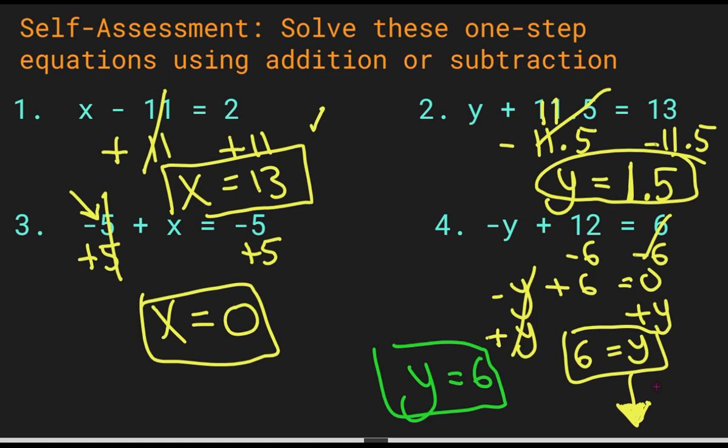Let's see if this works. A negative 6 plus 12, or 12 minus 6, would give me 6. Yeah, I did great. All right.